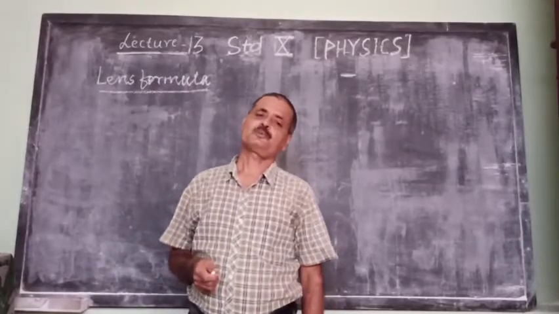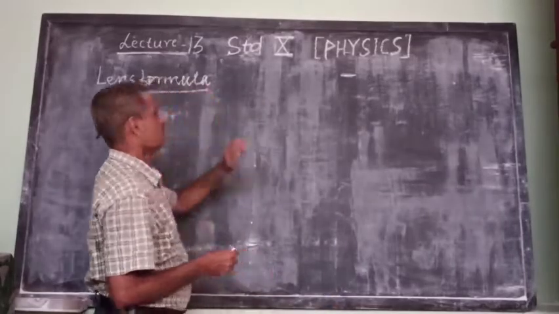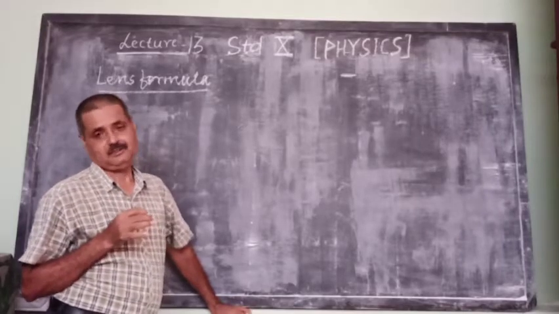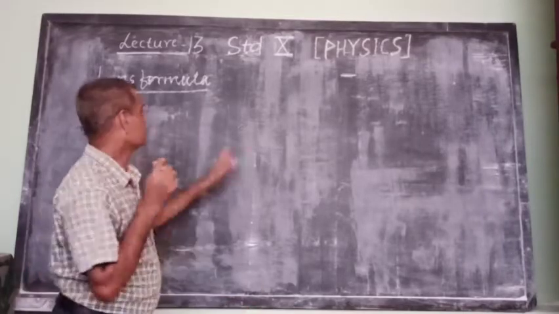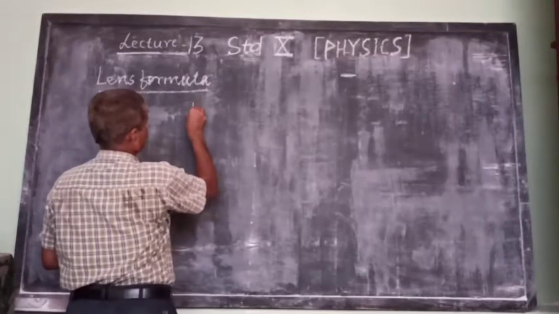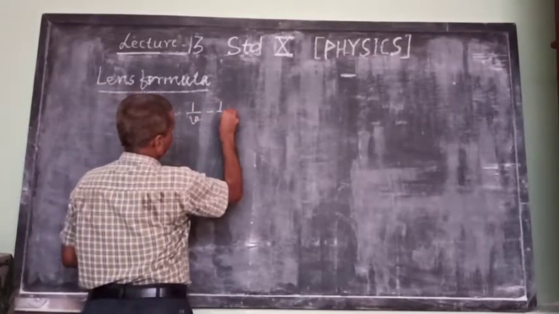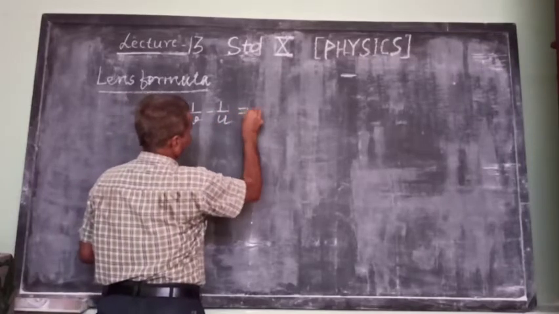Now, first of all, we will know about the lens formula. We have studied about the mirror formula, the lens formula. The lens formula is 1 by v minus 1 by u is equal to 1 by f.